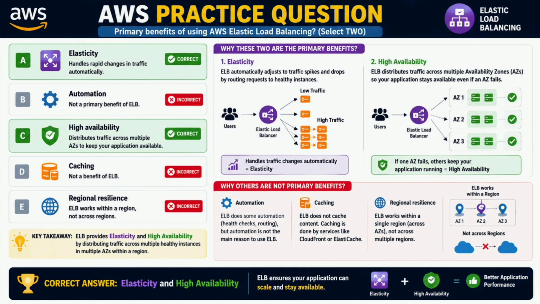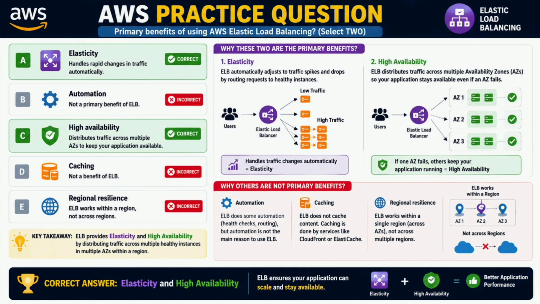So option A, elasticity, a primary benefit of using AWS Elastic Load Balancing. Definitely elasticity is the right answer, it's correct. It handles rapid changes in traffic automatically. Option B, automation, is not a primary benefit of ELB, so it's incorrect. Third, high availability, definitely it is the correct answer, because it distributes traffic across multiple availability zones to keep your application available. So high availability is the correct answer.